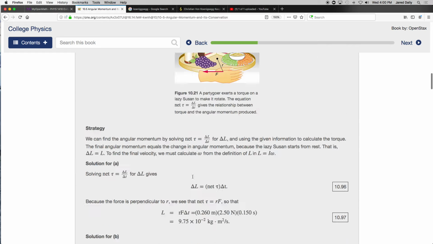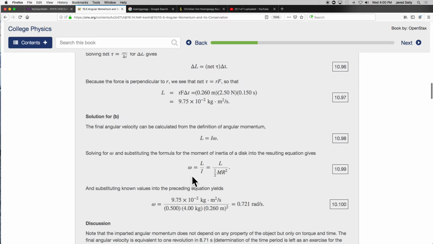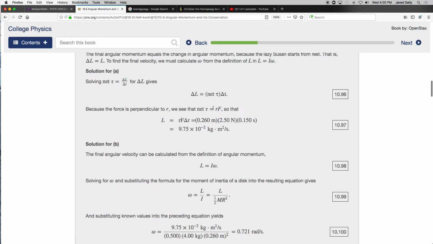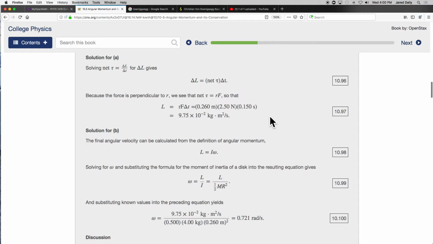I'm in the wrong one. There we go. It's the same solution. Actually, we do a different solution. Here we go. So here we're calculating we have our change in L and net torque over change in time. That's faster than the last one. Sorry for that.